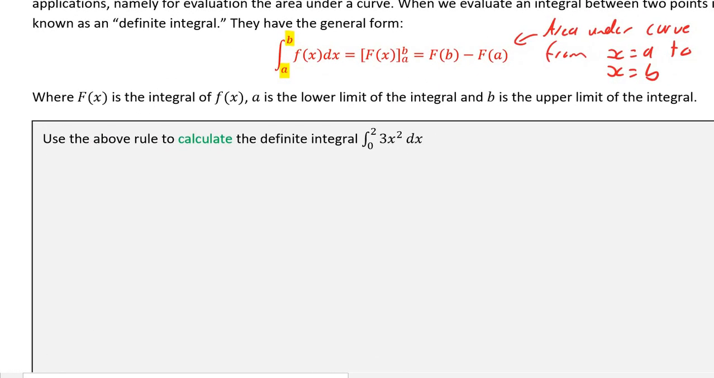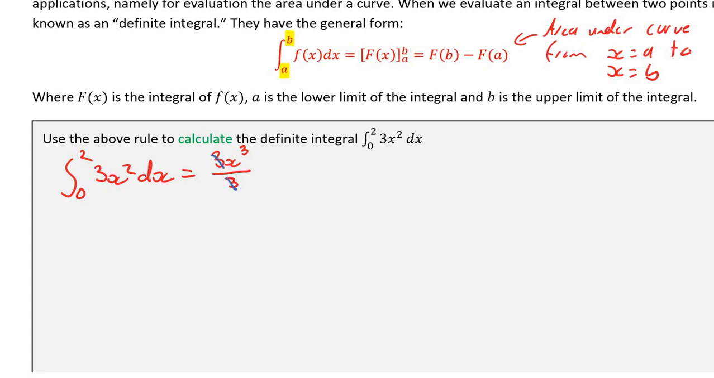So, use the above rule to calculate the definite integral from 0 to 2 of 3x squared with respect to x. Remember, that's all the dx means, with respect to x. So the integral from 0 to 2 of 3x squared dx equals, what is the integral of 3x squared? It's 3x cubed divided by 3, because we add 1 to the power and divide through by the new power. The 3's will cancel.